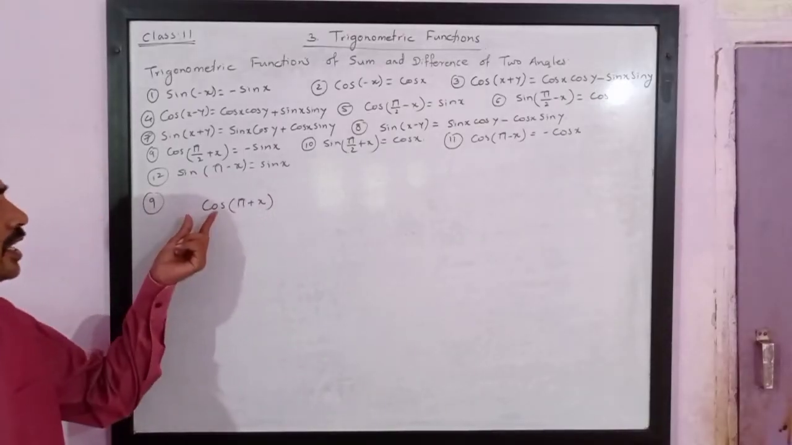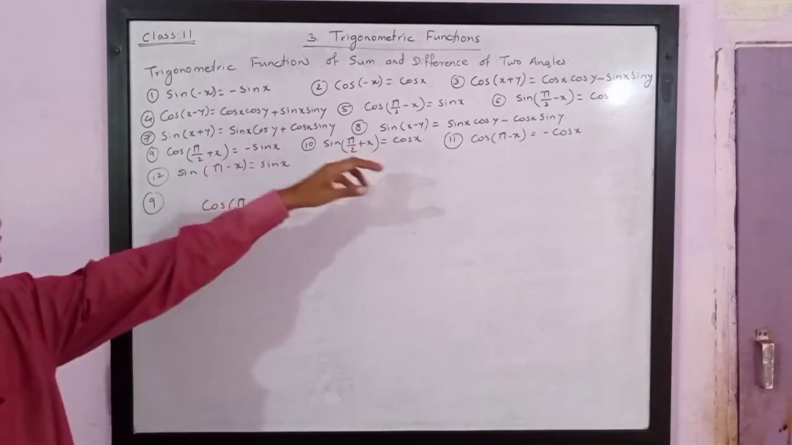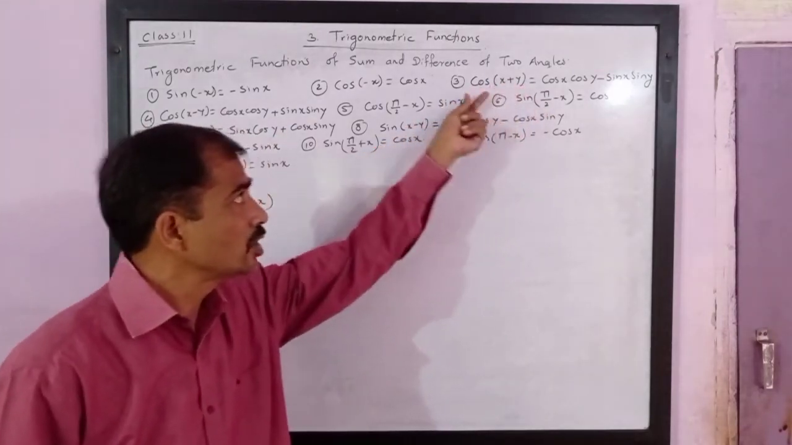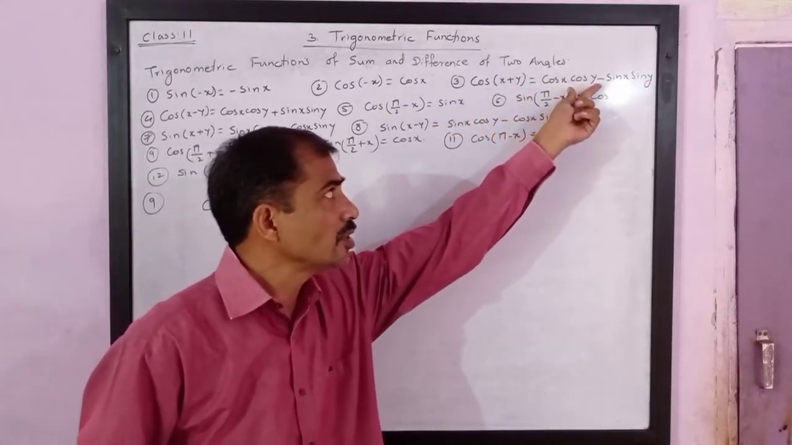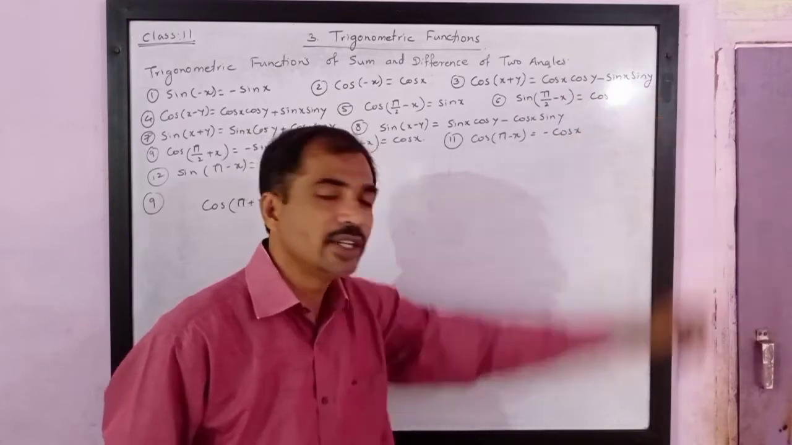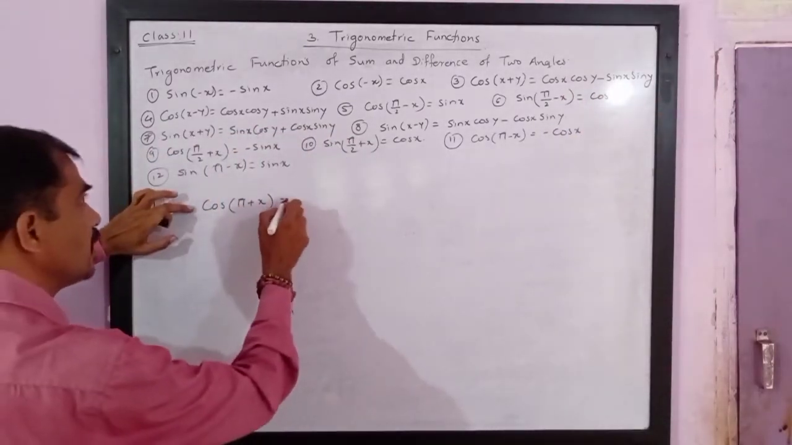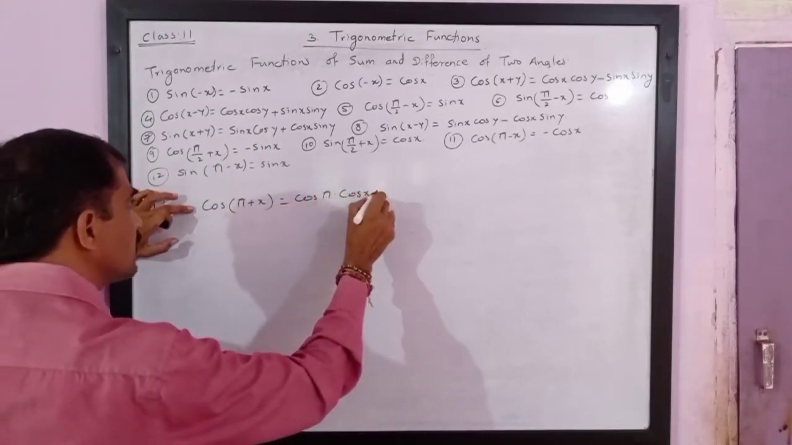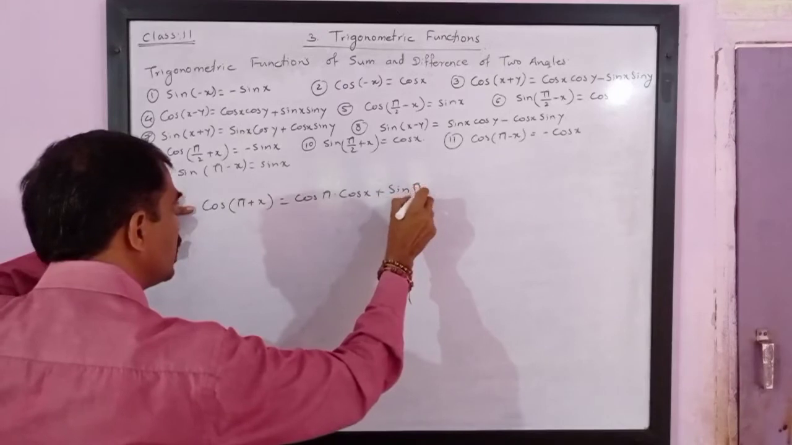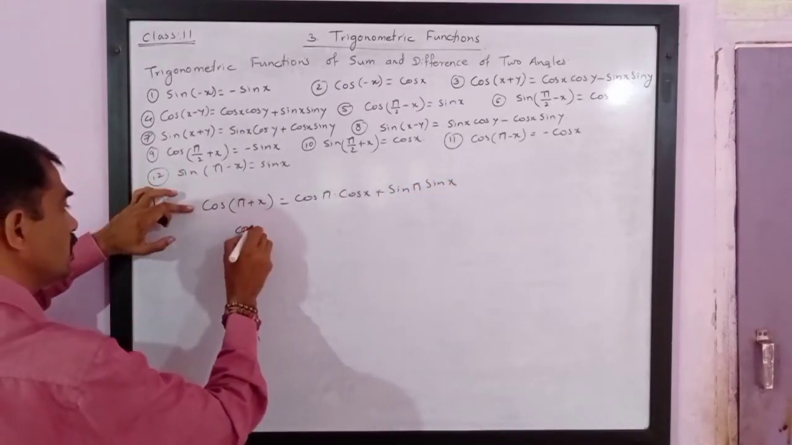Dear friends, next identity is cos of pi plus x. For this we are going to use the formula cos of x plus y, that is cos of first angle plus second angle is equal to cos of first angle into cos of second angle minus sin of first angle into sin of second angle. So this becomes cos pi plus x is equal to cos of pi into cos of x plus sin pi into sin x.